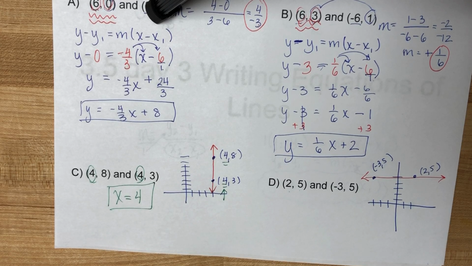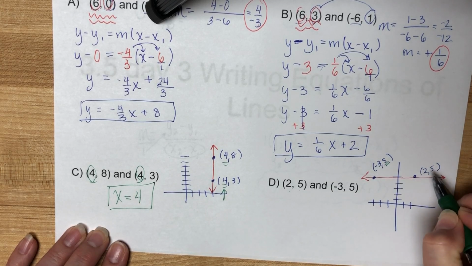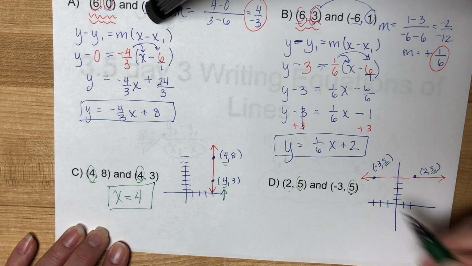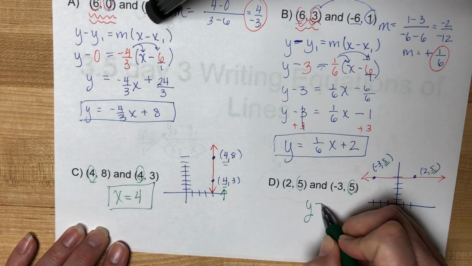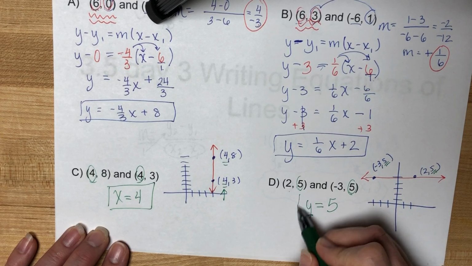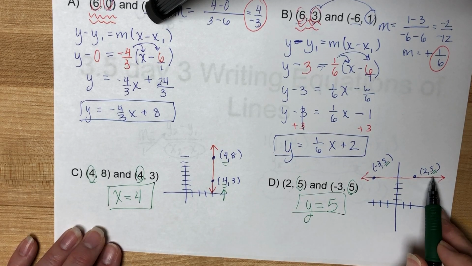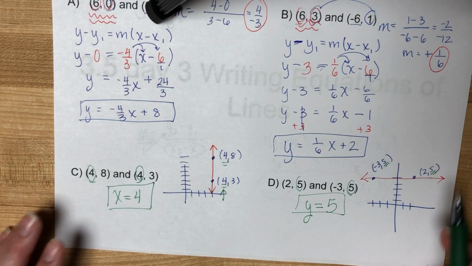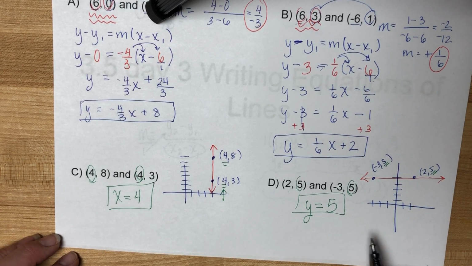Well, when you look at those ordered pairs, what do you notice? We notice that the y is 5. And maybe you notice that here. Well, y equals 5 is the equation of a horizontal line. Well, not any horizontal line, but you just choose the y value. And that's going to give you the equation of a horizontal line.